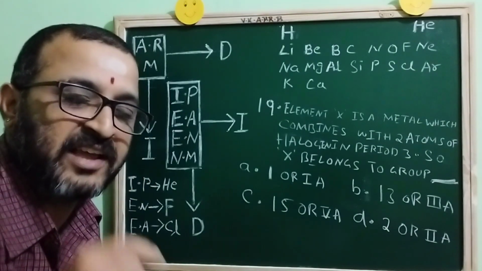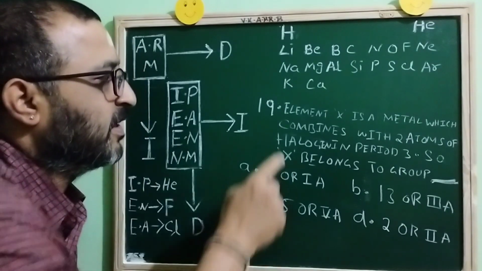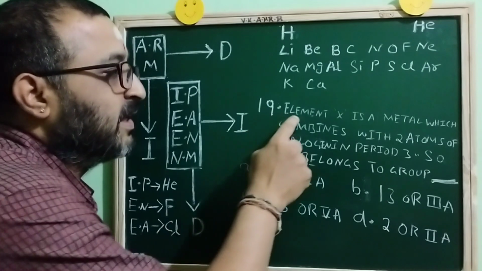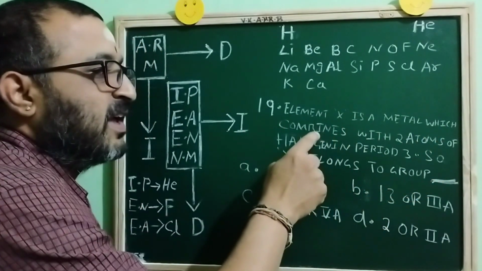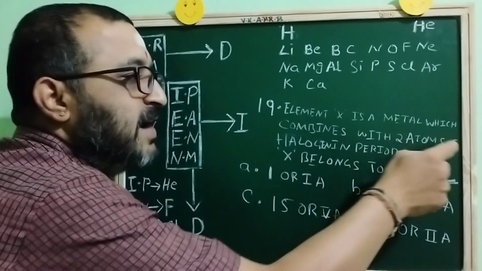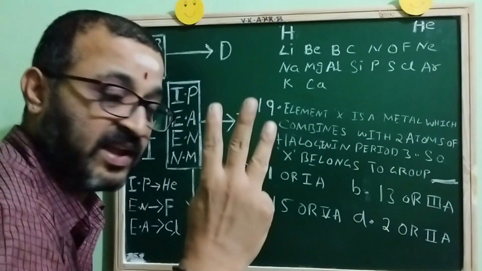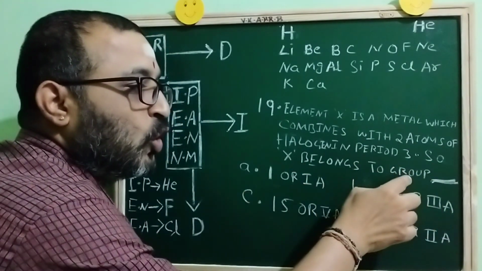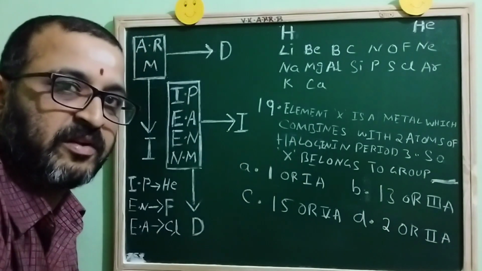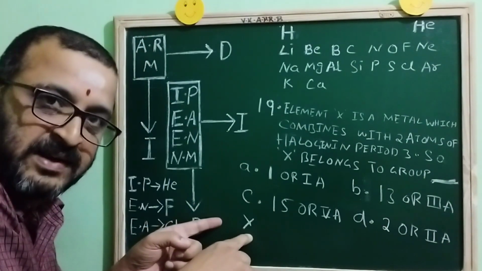Children, let us proceed with the next question in the same chapter, that is periodic properties and its variation. Now, question number 19. Element X is a metal, which combines with two atoms of halogen in period 3. So, X belongs to group dash? That's the question mark. Now children, the question clearly says that X is a metal.